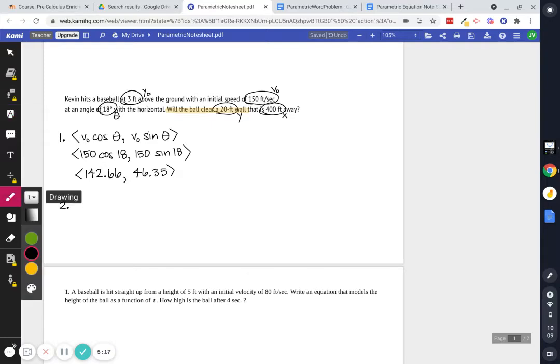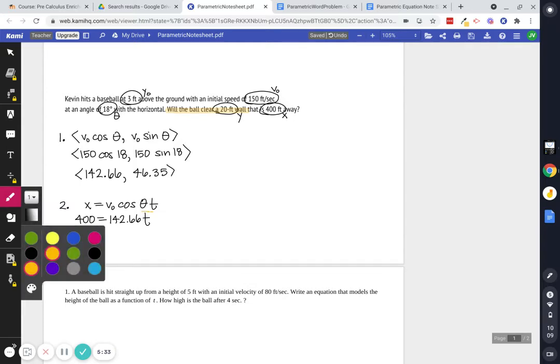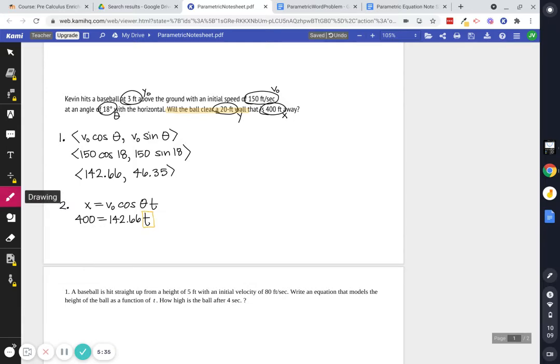That's a horizontal distance, so let's look at our x equation. I know that I'm looking at 400 feet away. I know that the distance equals rate times time. So let's see if we can figure out t. It's the only variable in this equation. So I'm going to take 400 and divide it by 142.66. Okay, so I've got about 2.8 seconds.